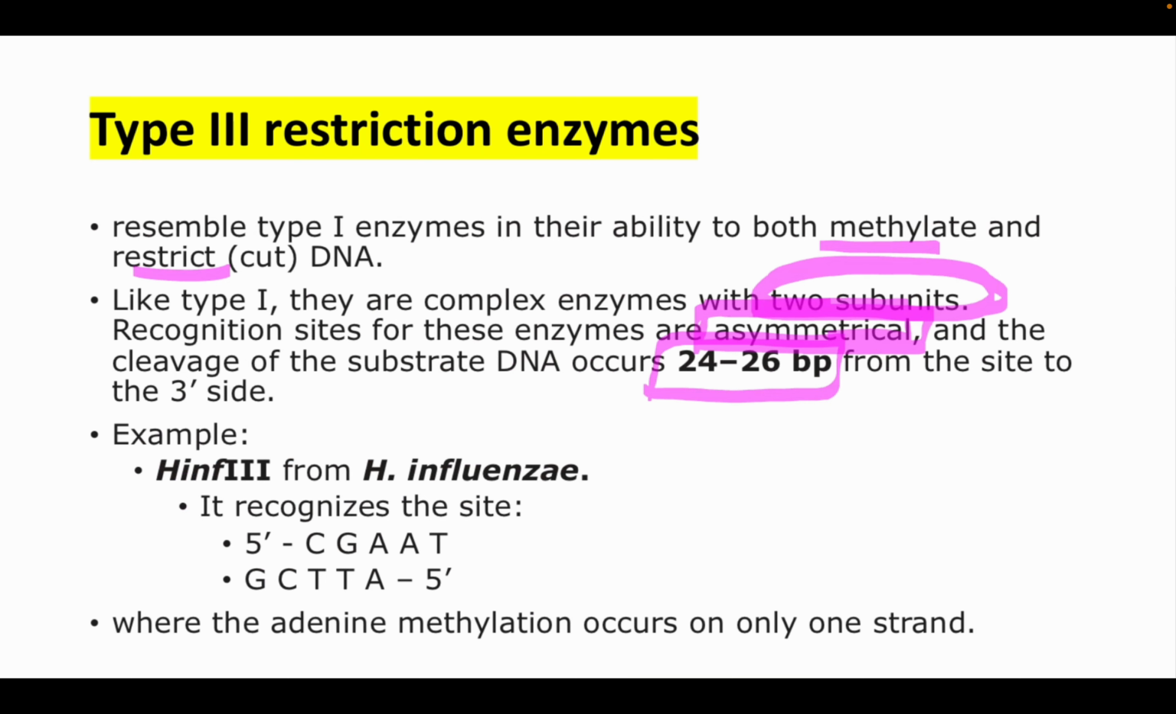Type 1, because they have to scan 1000 base pairs before they can cut that specific sequence. Unlike your type 3, they only have to scan 24 to 26 base pairs before they recognize that specific site. So for example, CGGC, ATTA. That's an example of a type 3 isoenzyme, HindF3.